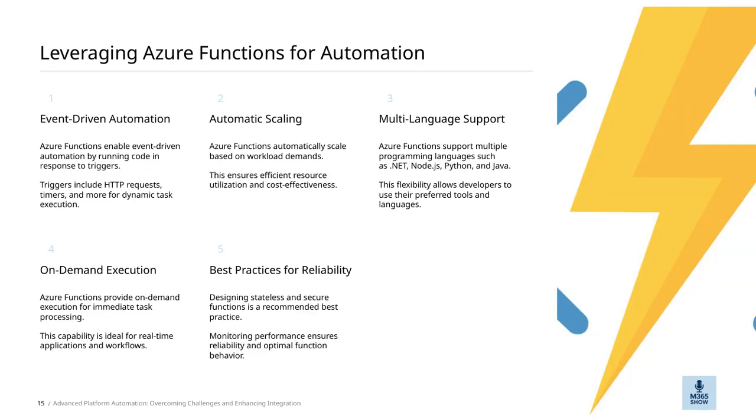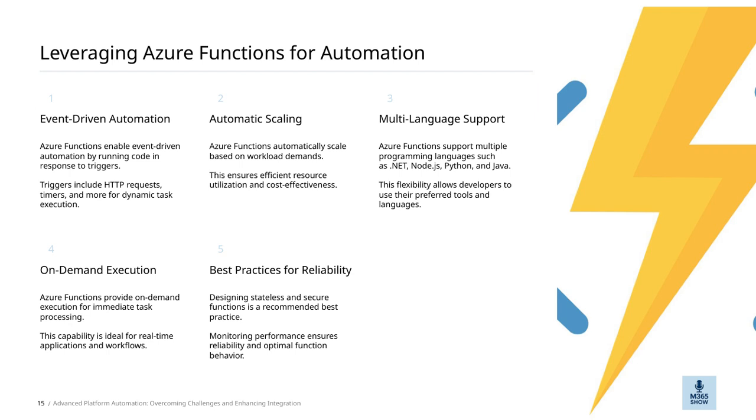Let's explore how leveraging Azure functions can significantly enhance automation in our platform. First, designing stateless and secure functions is a best practice because it helps ensure that our functions are scalable, reliable, and easier to maintain. Stateless functions don't rely on stored data between executions, making them more flexible and resilient.